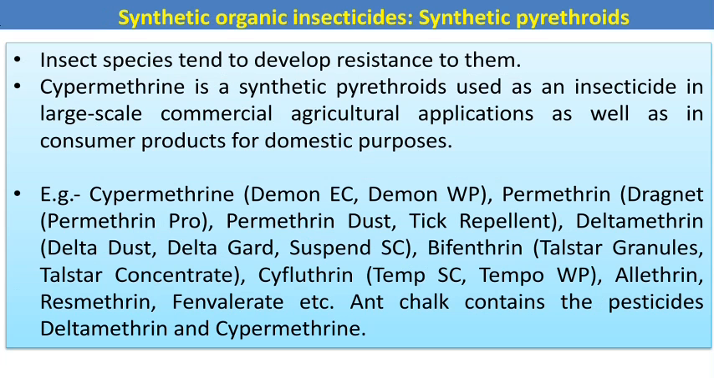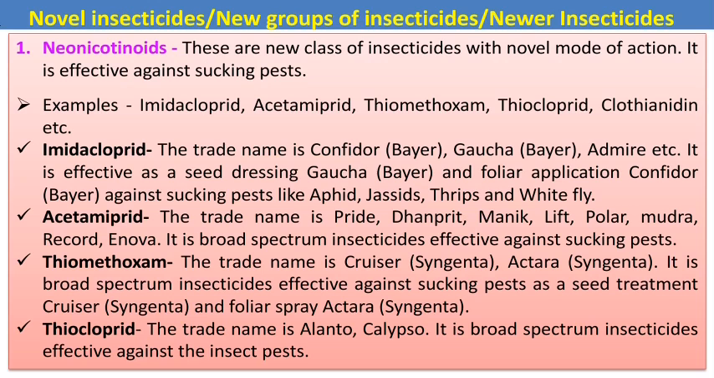Then here are the synthetic pyrethroids. Insects tend to develop resistance against synthetic pyrethroids. Cypermethrin is a synthetic pyrethroid used as an insecticide in large scale commercial agriculture applications as well as in consumer products for domestic purposes, and these are some examples of the synthetic pyrethroids.